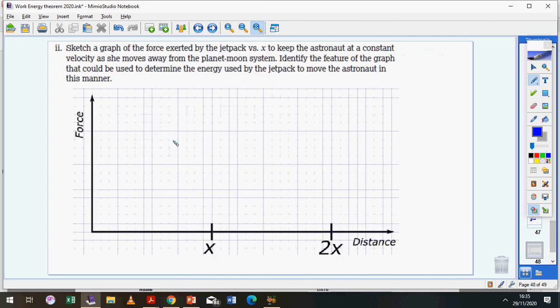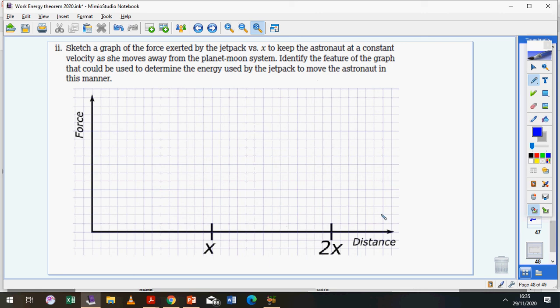Sketch a graph of the force exerted by the jetpack to keep the astronaut at a constant velocity as she moves away from the planet-moon system. Identify the feature of the graph that could be used to determine the energy used by the jetpack to move the astronaut in this manner. Well, you can think about it intuitively: as the distance from these planets is increasing, does the jetpack require more force, or less force? What do you think is happening?